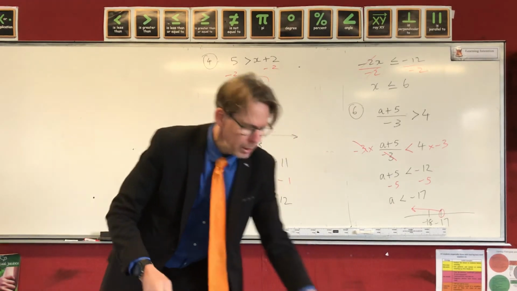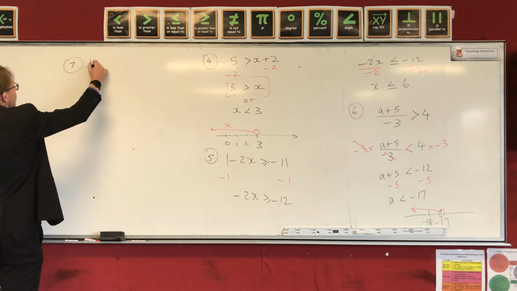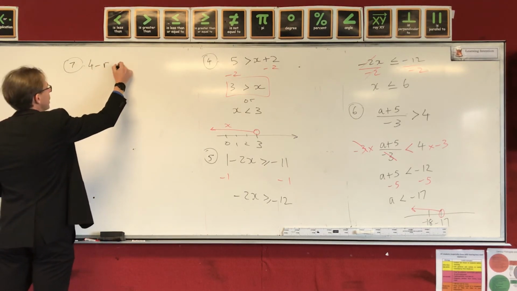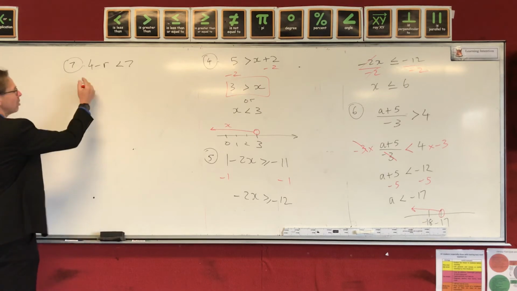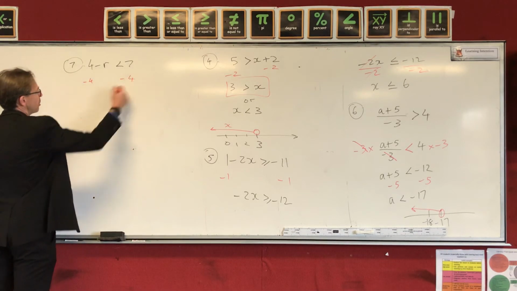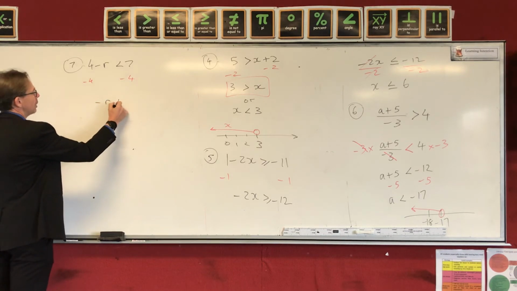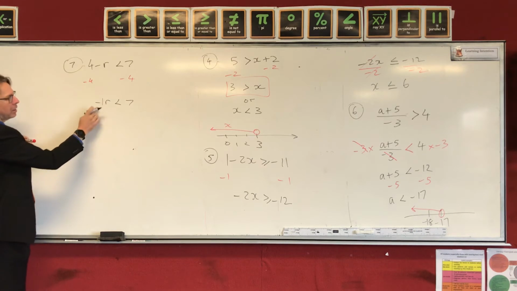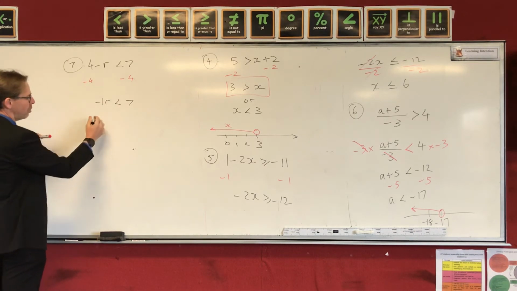Okay, so what about this one? Number 7, 4 minus r is less than 7. Okay, now, first thing I'm going to do is subtract 4 from both sides. That's going to give you minus r less than 7. Now think of this as minus 1r. You're going to divide both sides by minus 1, but to do that, you must write it out again.